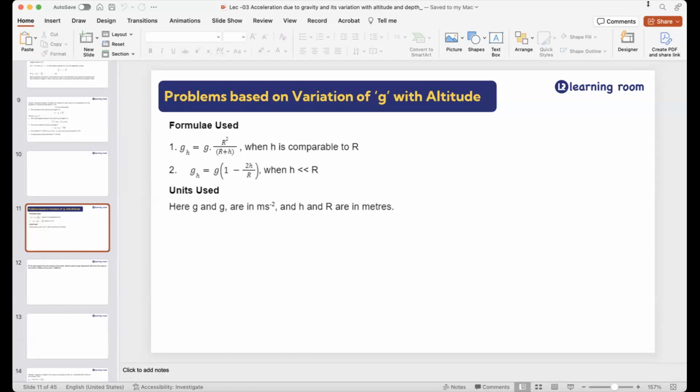So first we'll start with the problems that are based on variation of g with altitude. Shall we get started with that? First, make a note of these formulae. What are the two formulae that we have?